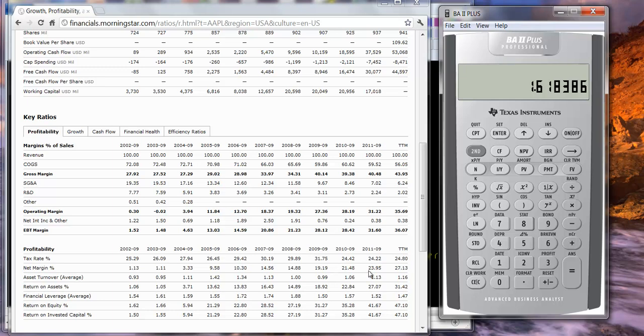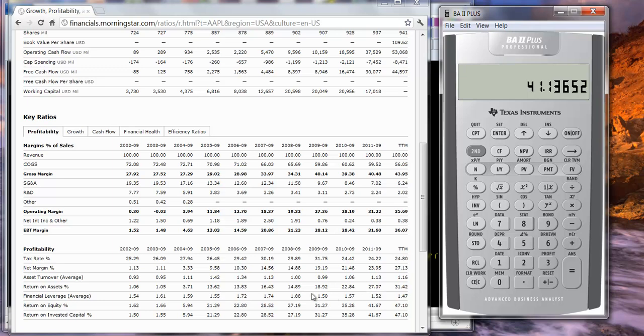Okay, let's pick 2011, and let's check it out again here. It's 23.95 times 1.13 times the financial leverage, which is 1.52. And we get 41.13, they have 41.67, but pretty close. Probably some rounding error or something in the way they calculated, but awfully close.